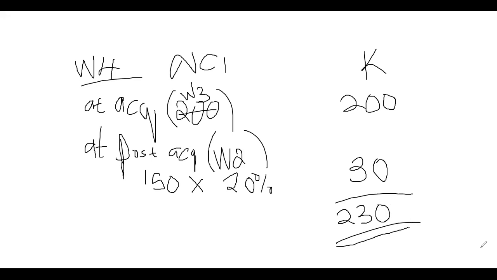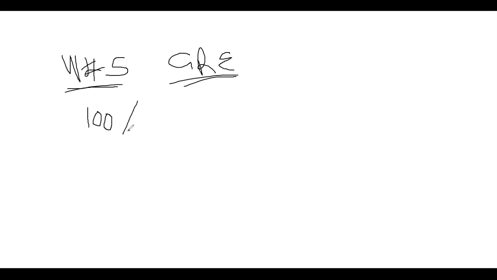Then you go to working 5. You should memorize this flow, which is group retained earnings, GRE. Under this, you have 100% coming from P, and the group retained earnings is 1,200.